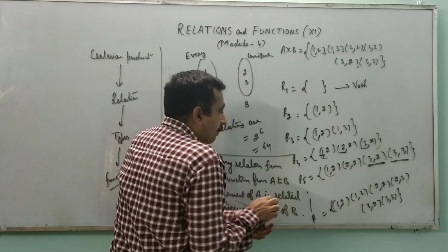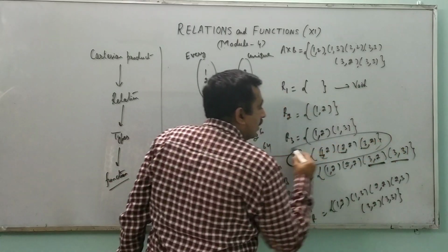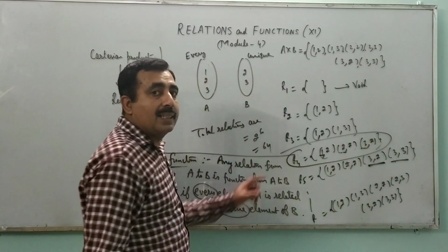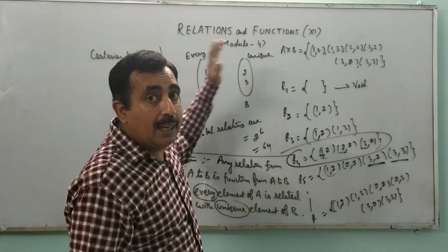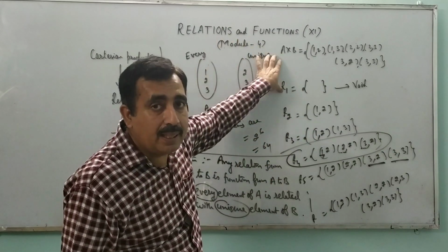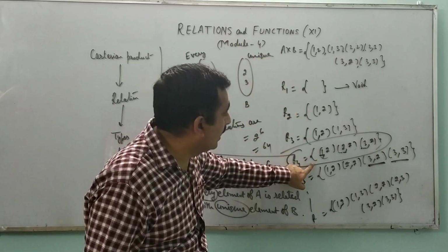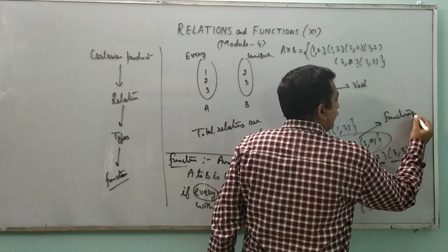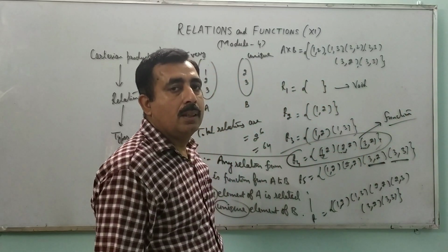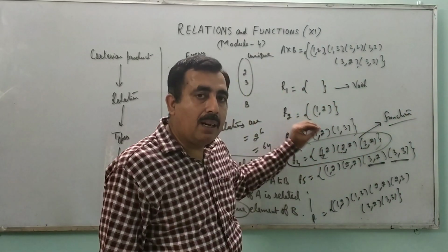Here every element has a unique image. Every element is related with a unique element. This relation is called function. This is a function. Out of 64, some are functions.